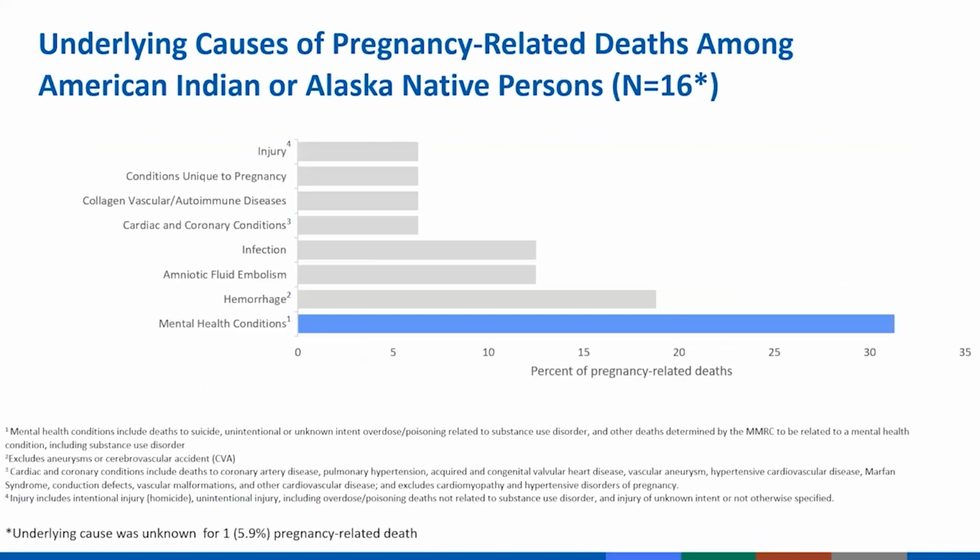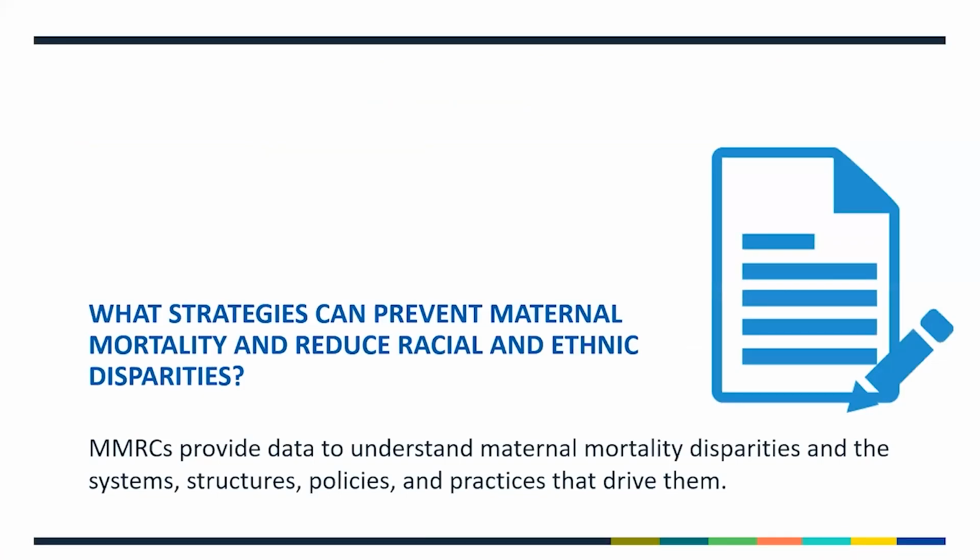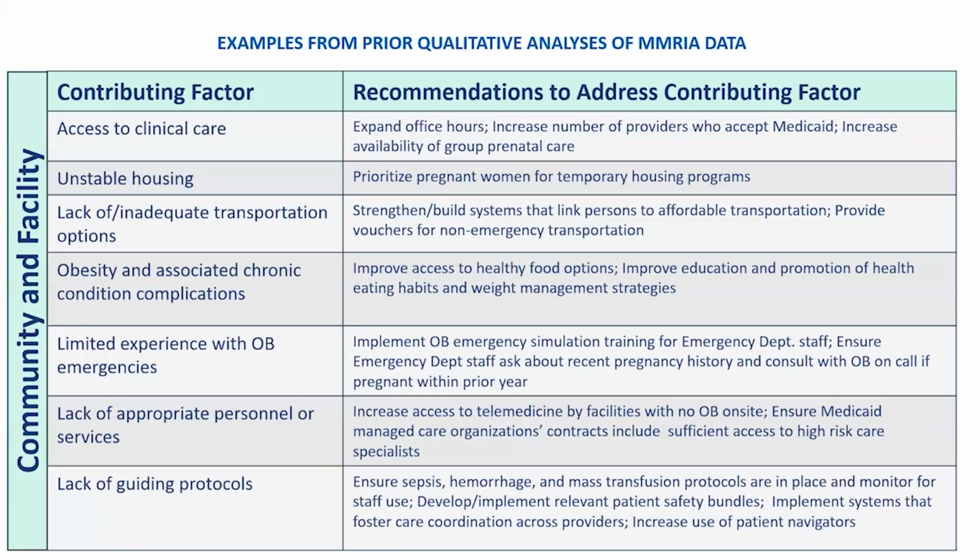So if we go to slide 21, I think this is really what we can talk about today: what strategies can prevent maternal mortality and reduce racial and ethnic disparities. So I've showed you that MMRCs provide data to understand maternal mortality disparities and the system structures and policies and practices that drive them. But what can you get from MMRC data that can help you move to action in your region? So if we go to slide 22, we're going to show you some examples of qualitative data that come out of your MMRCs.